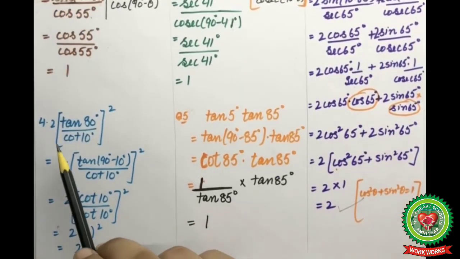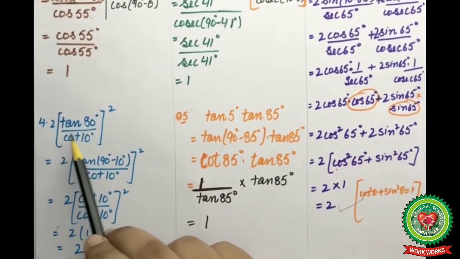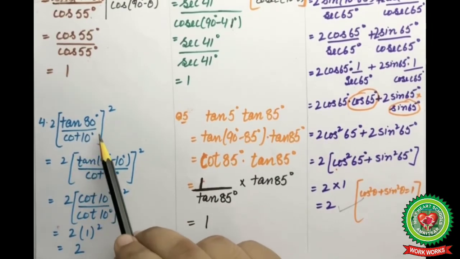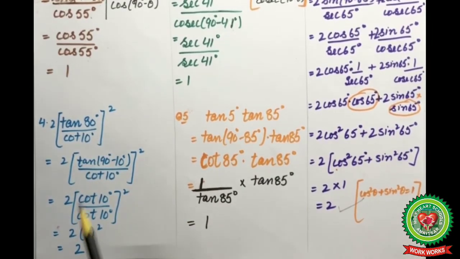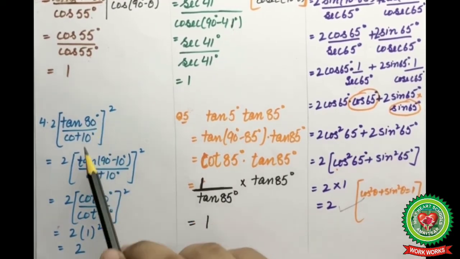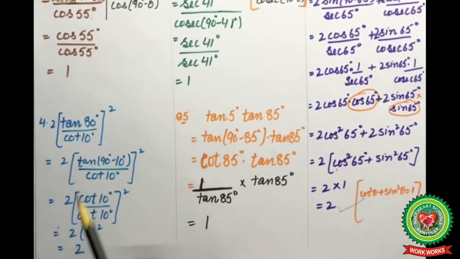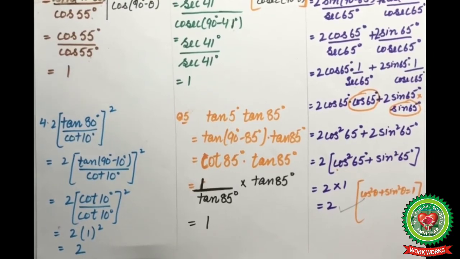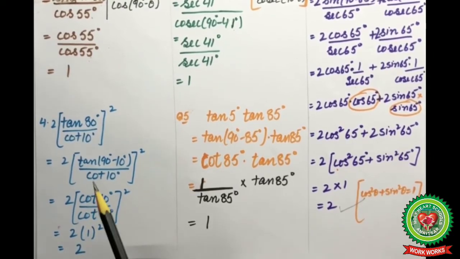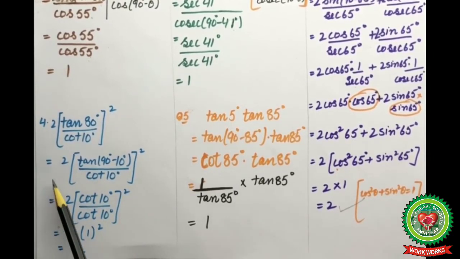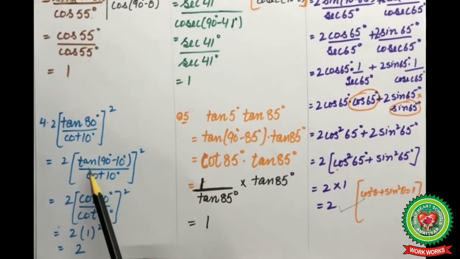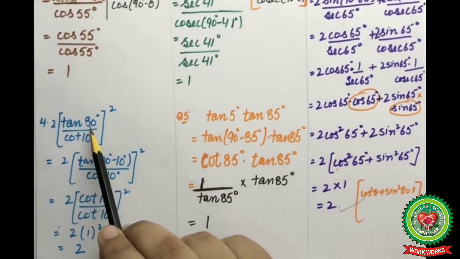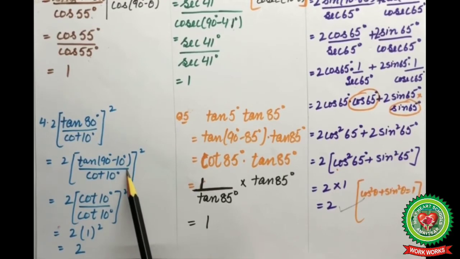The fourth sum is 2 bracket tan 80 degree upon cot 10 degree whole square. Now the given two angles are not the standard angles, and the sum of these two angles comes out to be 90 degree. So we are going to apply the concept of complementary T ratios. So it will be equal to 2 bracket tan, the complement of 80 is 90 minus 10 degree, upon cot 10 as it is, whole square.